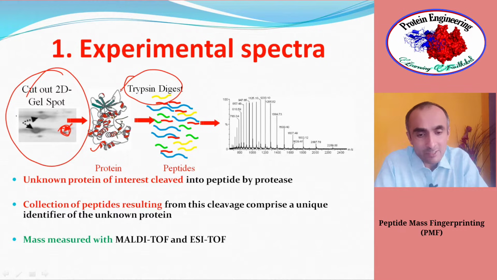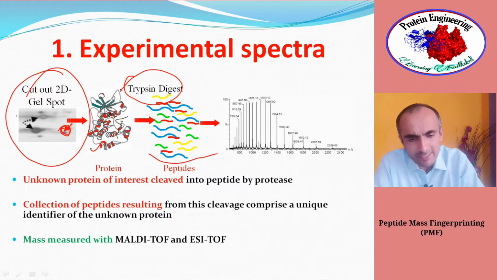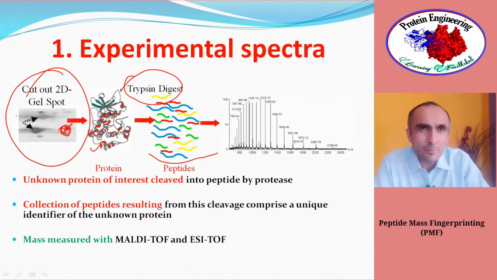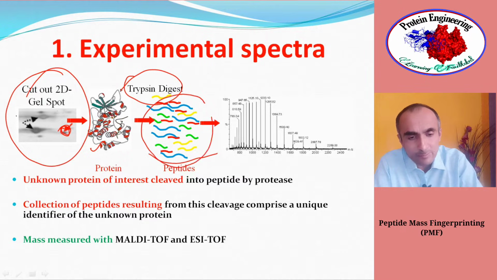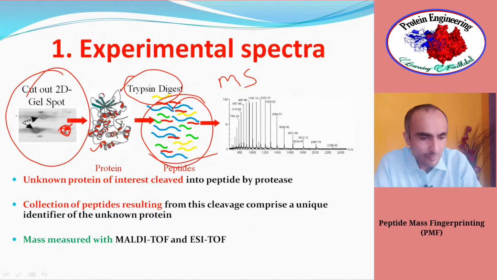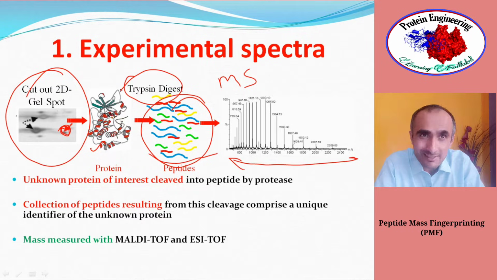So after treatment with trypsin, you get n number of fragments depending on the number of lysine and arginine in the protein. And when this mixture of peptides is run on a mass spectrometer, we get a large number of peaks depending on the number of peptides present. So this is called the experimental spectra.